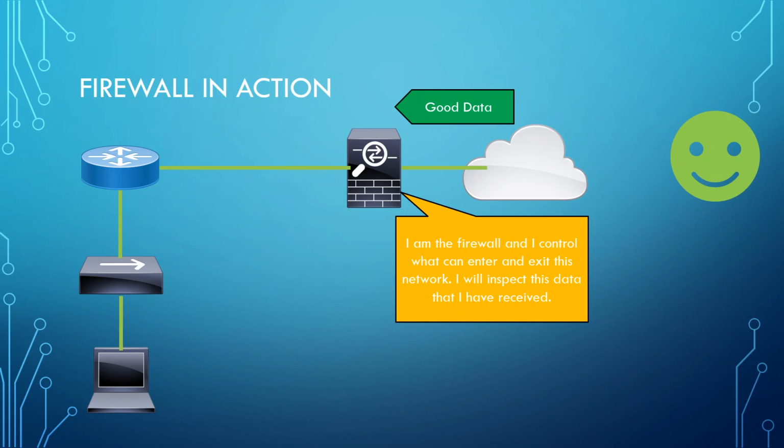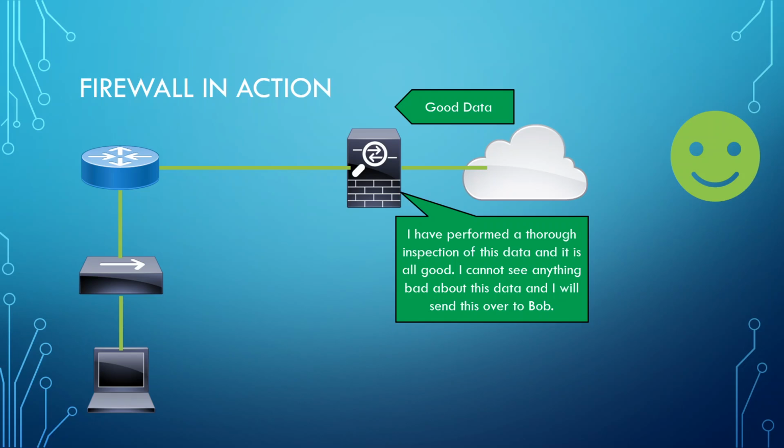In this case, I've left the text box as orange to signify that at this point in time, even though the data is good, it's legitimate traffic, the firewall doesn't know whether it can trust this data or whether it can't, whether it's good or bad. So it needs to inspect it a bit further.